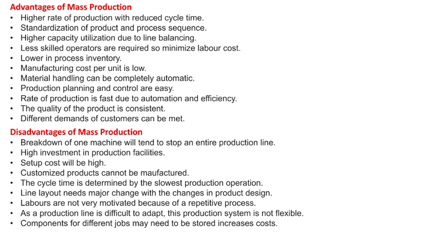When you're manufacturing a bulk product like a car, you need machinery. Then production planning and control is easy. You have a proper plan over there. The rate of production is fast due to automation and efficiency. The quality of the product is consistent.